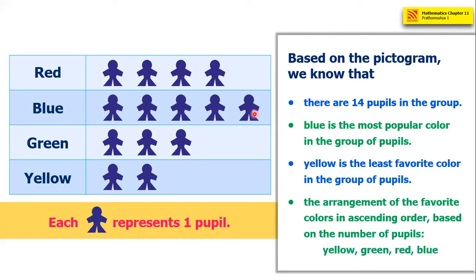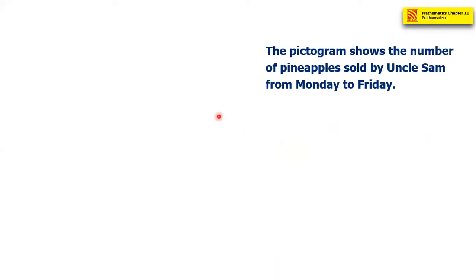And if we put them in order, starting from smallest to biggest, the smallest is 2, yellow, then green, then red, and blue is the most favorite. So ascending order, that is going from smallest to biggest, counting forward, we say yellow, green, red, blue. That's using our bigger than and smaller than. But the pictogram helps us to work it out.